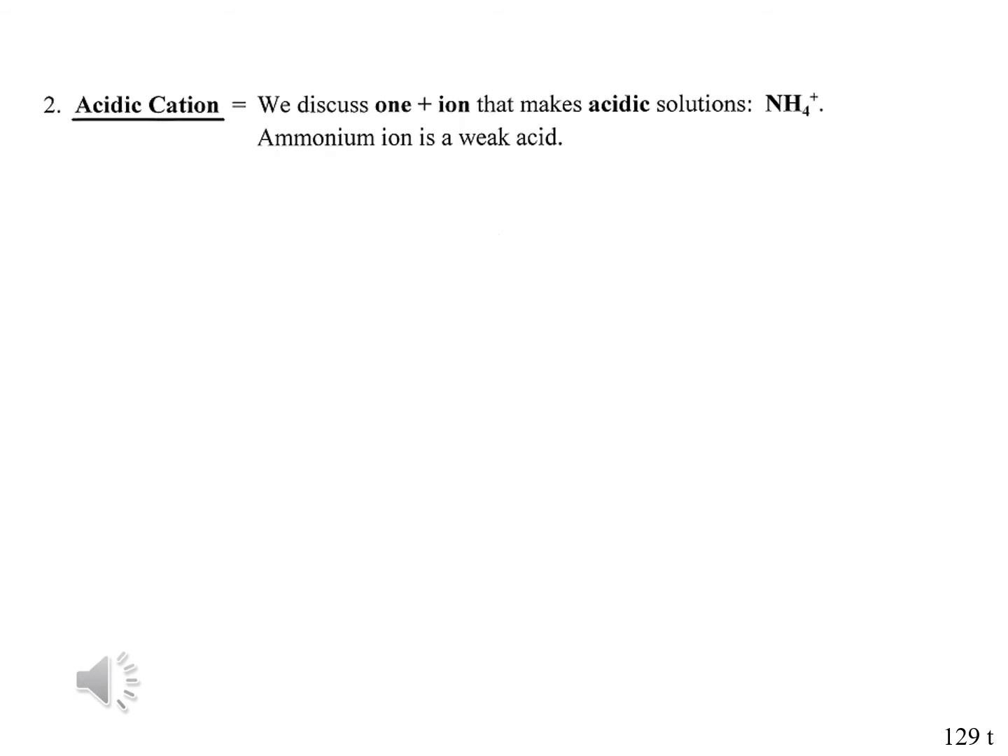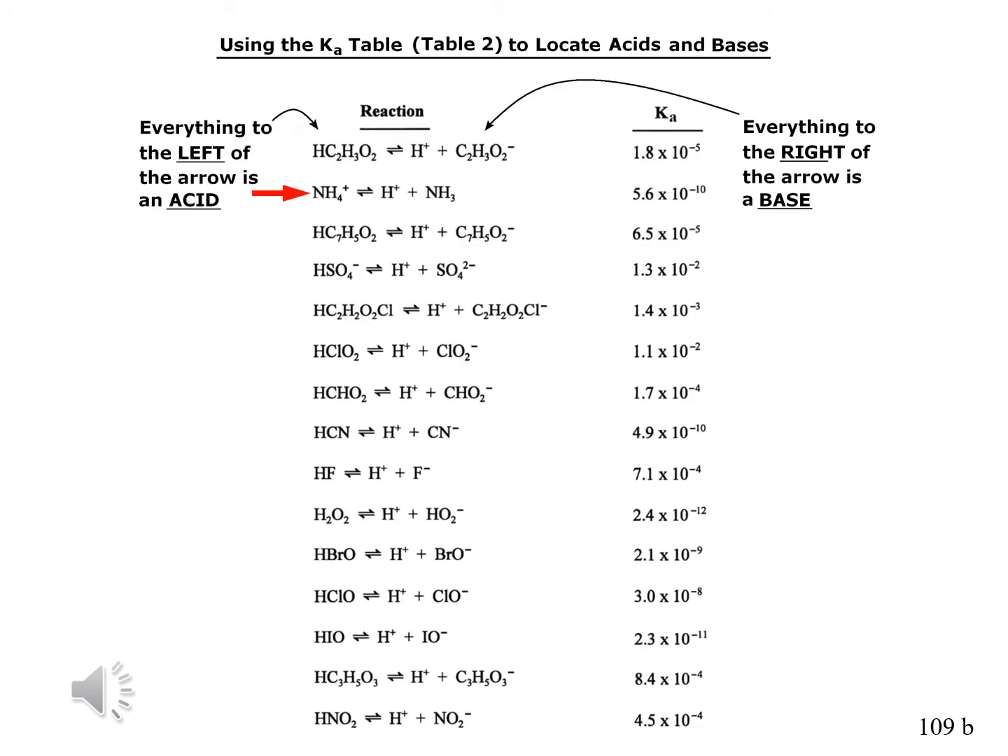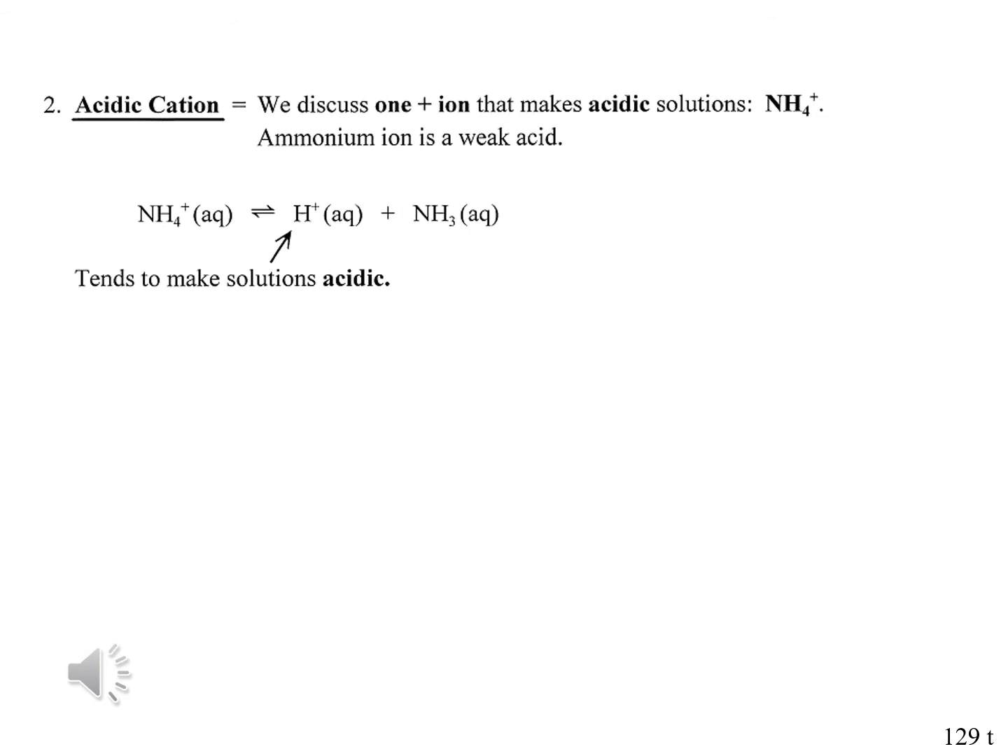There is one positive ion, though, that does affect the pH that I want you to know. We talked about extensively last class that the ion ammonium, NH4+, is a weak acid, and therefore it's an acidic cation. Any compound with ammonium in it will tend to be acidic. Ammonium is on the left of the arrows in the Ka table, and therefore it's a weak acid. The reason it's acidic is that when you put it in water, it breaks apart to give up H+, and that makes the solution acidic.